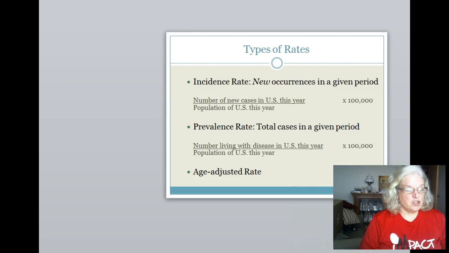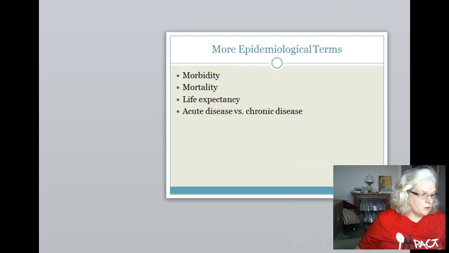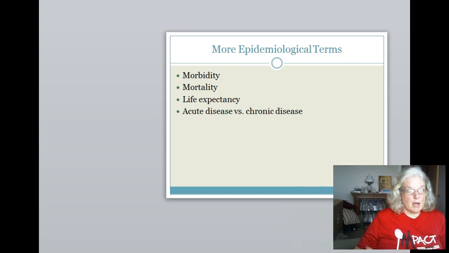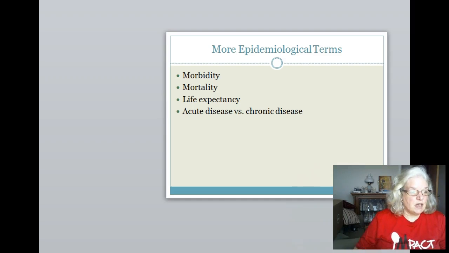And then there's the age adjustment rate that comes into place. So some key understanding then comes across is that there's a difference between raw numbers, the incidence rates, and those prevalence rates that we just went over. So a few more epidemiological terms. Morbidity, that's our look at illness and who gets it. The mortality rates are the death rates.